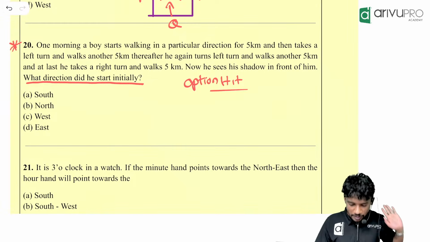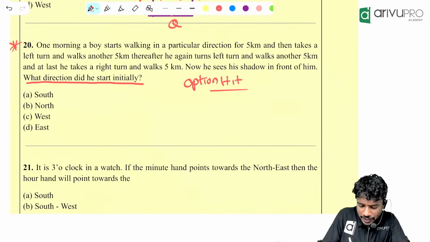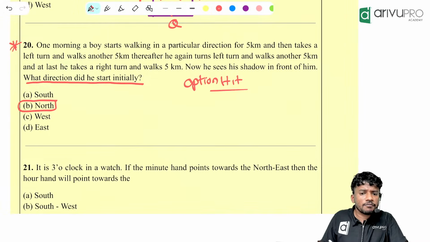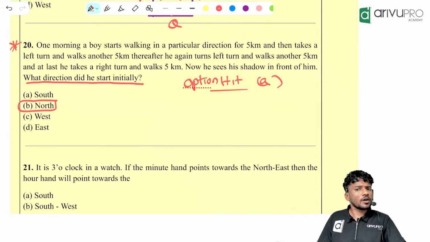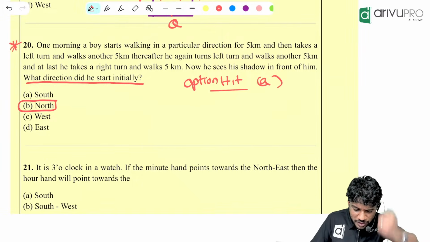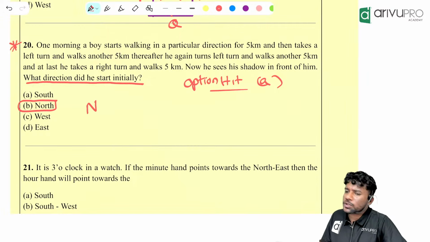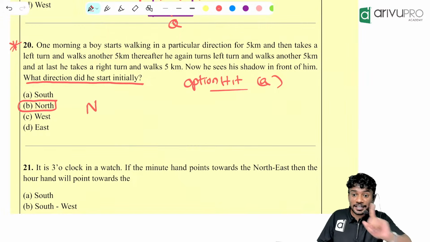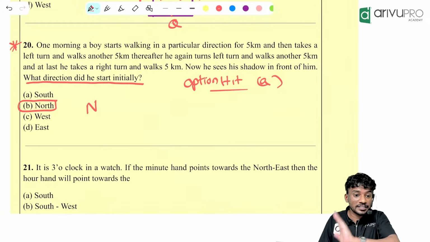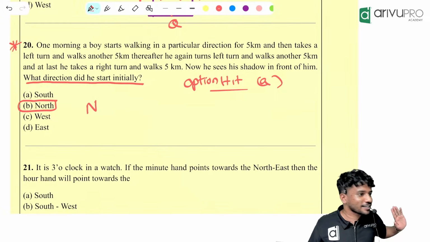Now option hitting. Here I am trying with the answer itself. I am starting with option A. Initial direction I am taking as north. That means the final direction at the end, he should be facing west. If he is not facing west, our answer is wrong, our option hitting is wrong.